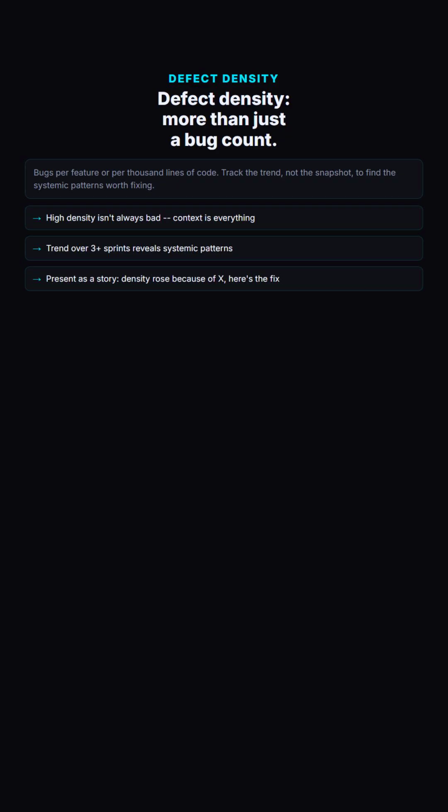On its own, a high defect density number sounds alarming. But context changes everything about what that number means. If your team just launched a complex new integration with a third-party payment processor and defect density spiked for that sprint, that is not necessarily surprising or concerning. Complex new work has more bugs.